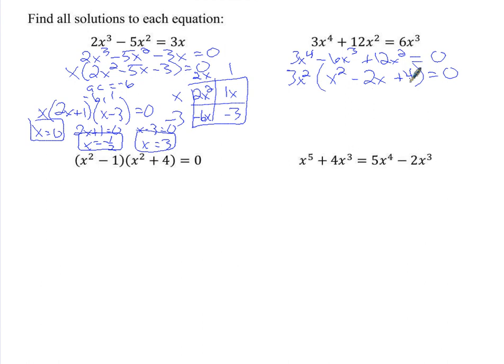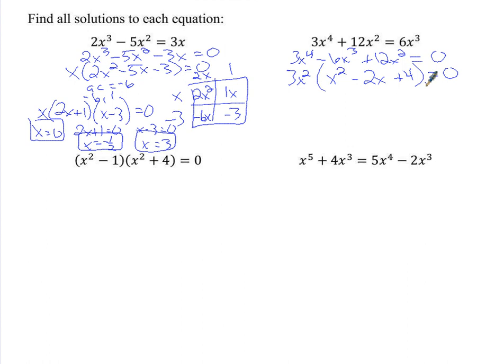In order for me to have two numbers that multiply to give me positive and add to give me negative, both signs must be negative. So I'm looking for two numbers that add to give me negative 2. The factors of 4 are just 1 and 4, or 2 and 2. Is this going to work? No. So does this factor?